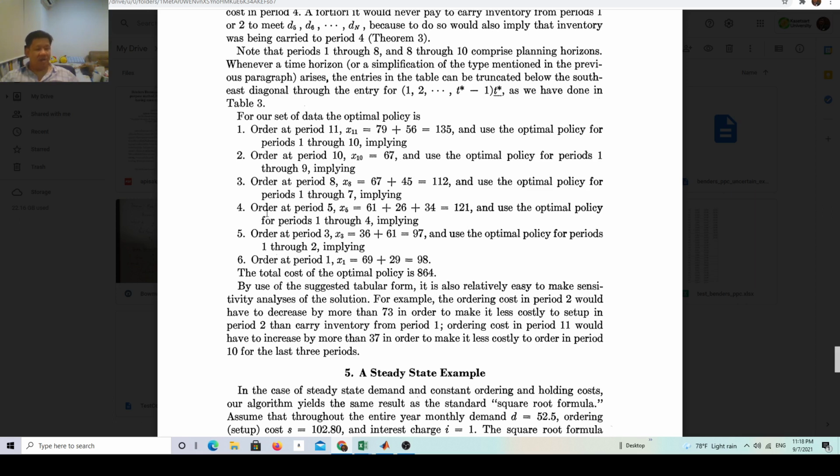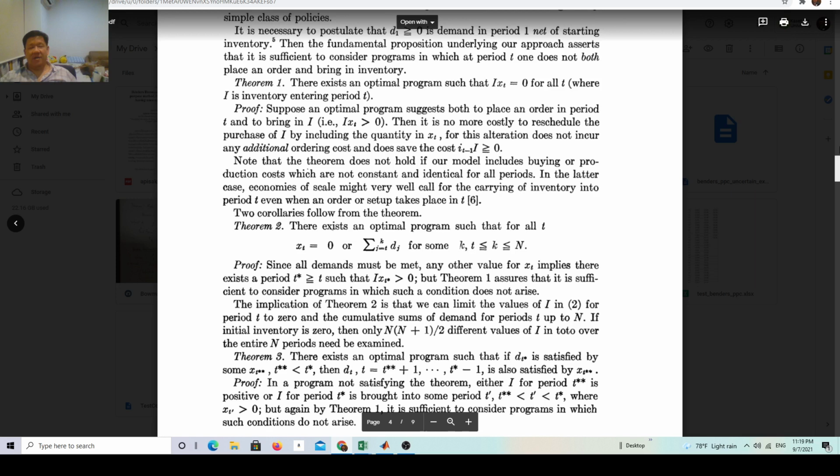And the next one you place an order from period 5, so it's going to be 5, 6, 7. And the fifth order is at period 3, so you need 3 and 4. And so the remaining part is you place the order at period 1, which will have to cover 1 and 2.